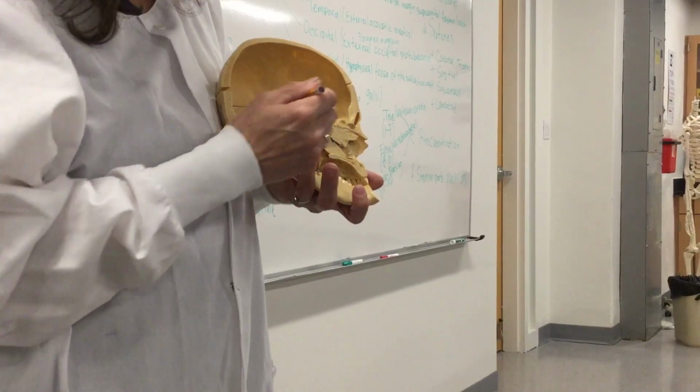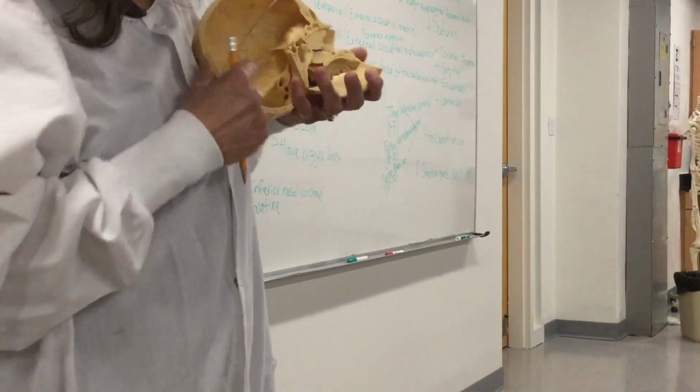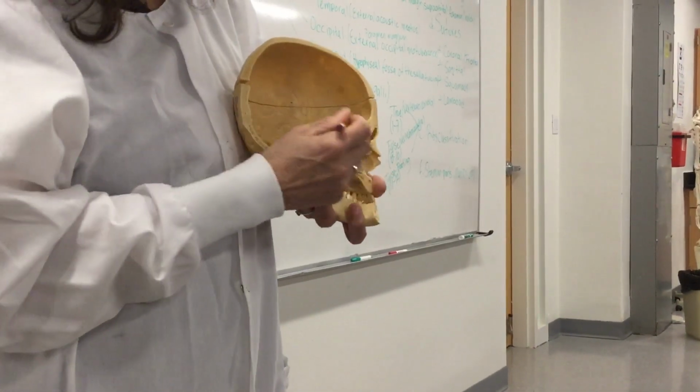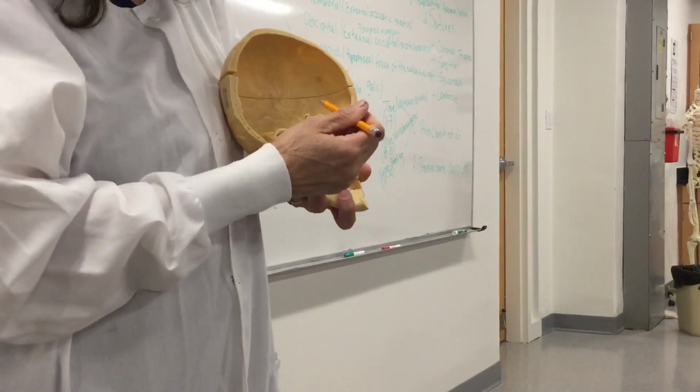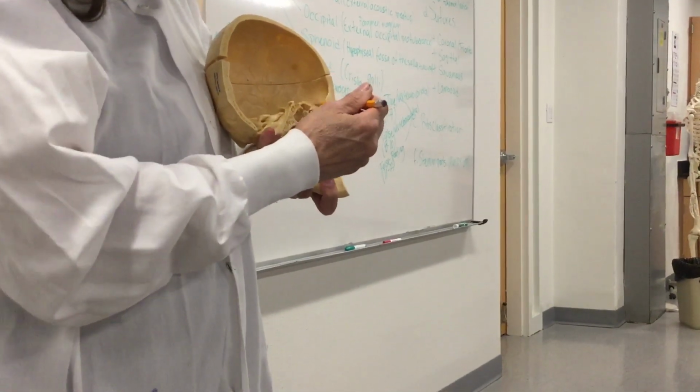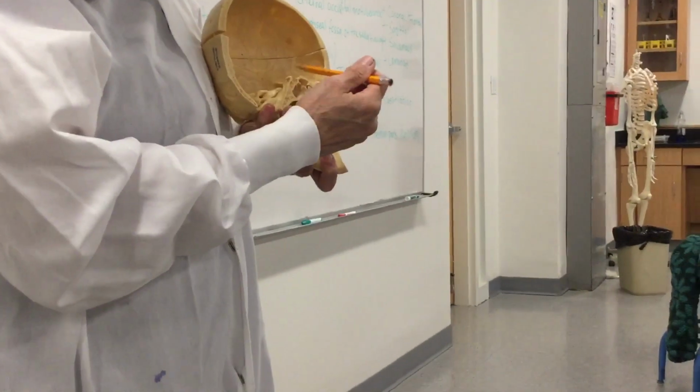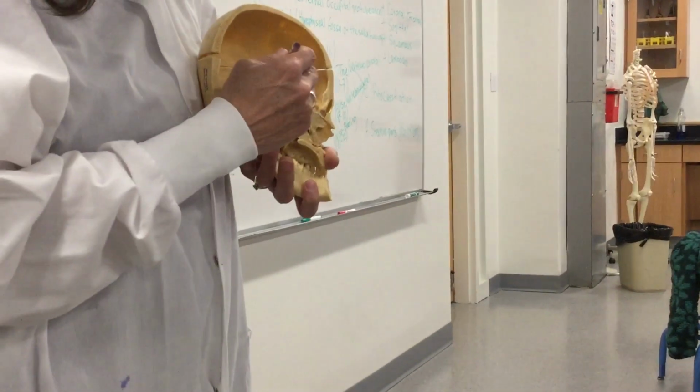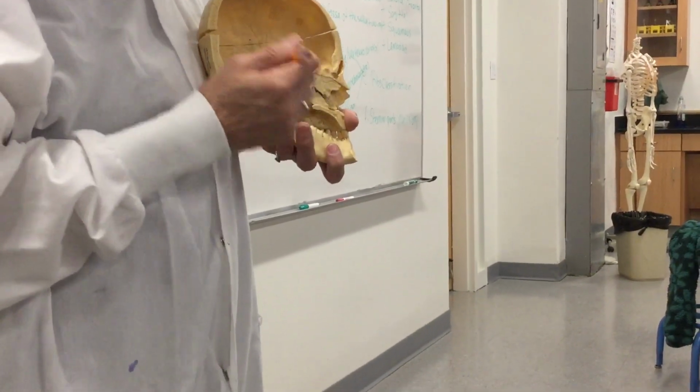So this is the base of our skull, and this is subdivided into cavities. So this is the anterior cranial fossa, this is the middle cranial fossa, and this is the posterior cranial fossa.